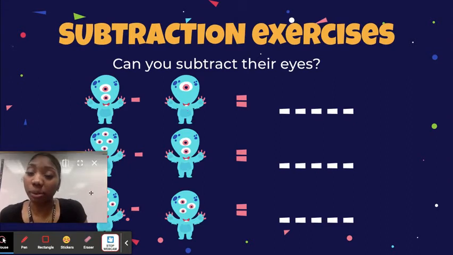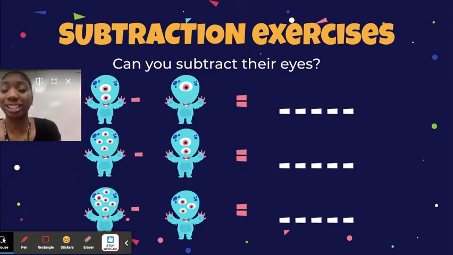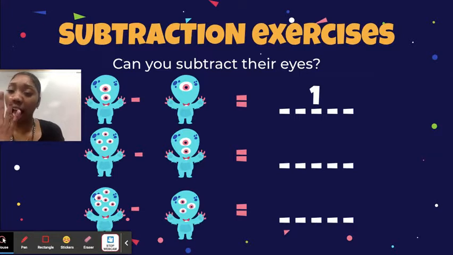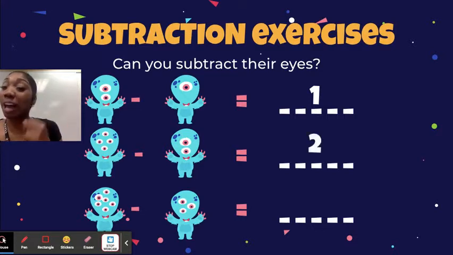So let's start off with some simple subtraction. Can we subtract their eyes? Let's look at our first monsters. We have 2 eyes, and we're going to subtract or take away 1 eye. If we have 2 eyes and we take away 1 of the eyes, how many eyes do we have left? Absolutely. There will be 1 eye left. Now let's try the next one. If we have 4 eyes and we take away 2 eyes, how many eyes do we have left? Did you say 2? Absolutely. We will have 2 eyes left because 4 minus 2 is 2.